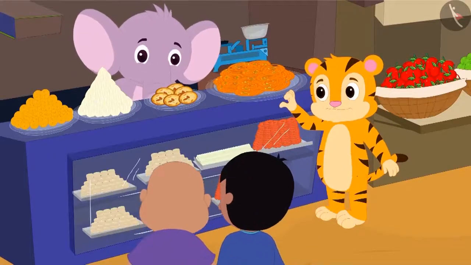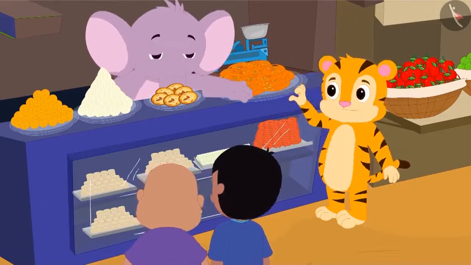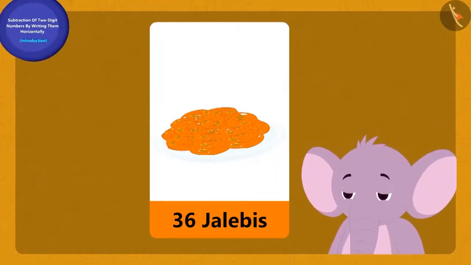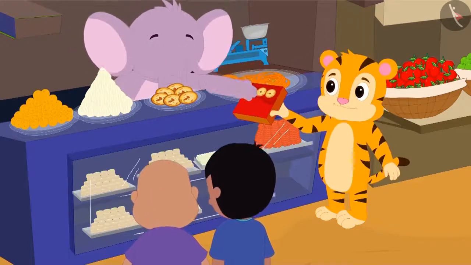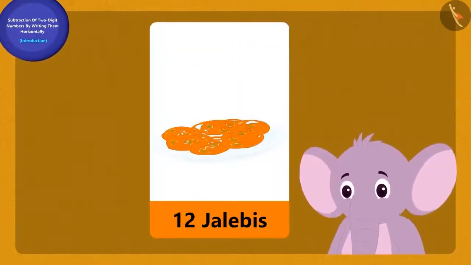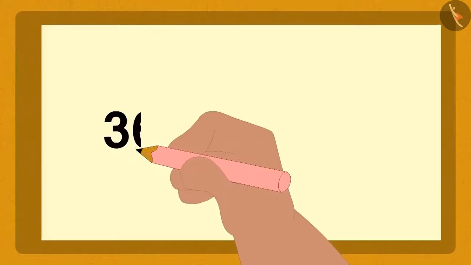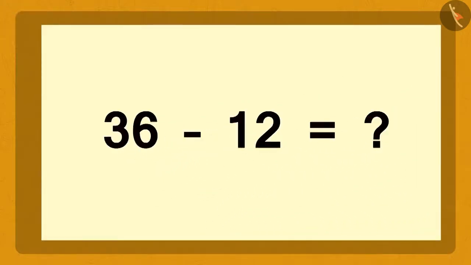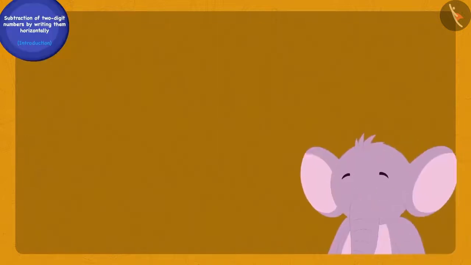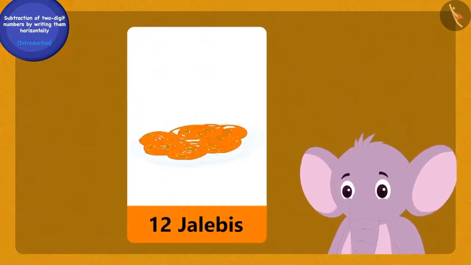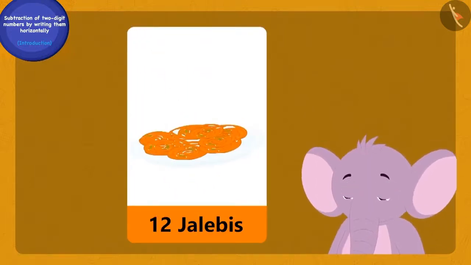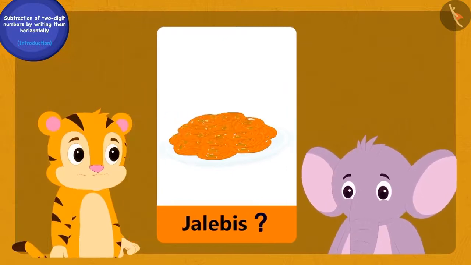When Raju and Bablu went to Appu's sweet shop, they saw that Appu had 36 jalebis. Then Sher Khan bought some jalebis from him, and now he has 12 jalebis left. Bablu wrote a question like this on paper and asked Raju, "Look, Appu had 36 jalebis earlier. Now he has 12 jalebis. We have to find out how many jalebis Sher Khan bought from Appu."